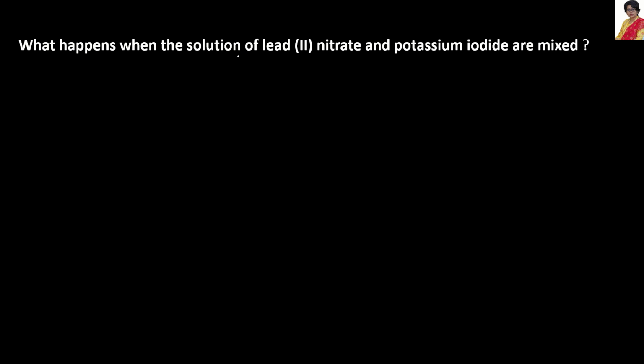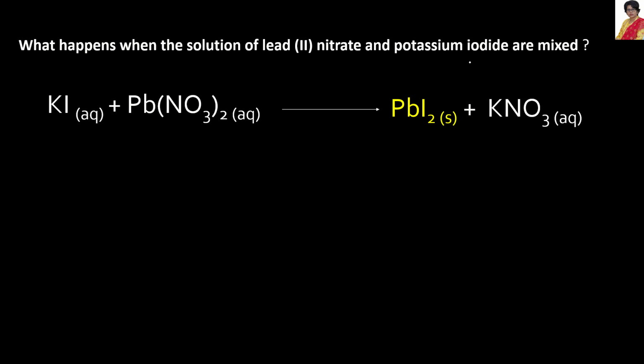What happens when the solutions of lead 2 nitrate and potassium iodide are mixed? Potassium iodide will dissociate into K plus and I minus ions. Lead nitrate will dissociate into Pb2 plus and NO3 minus ions. So there will be a mutual exchange of ions between the reactants and we will get lead iodide solid and potassium nitrate solution.